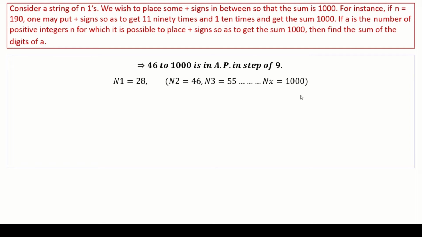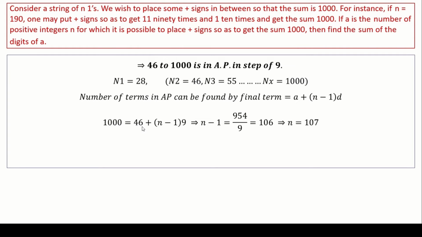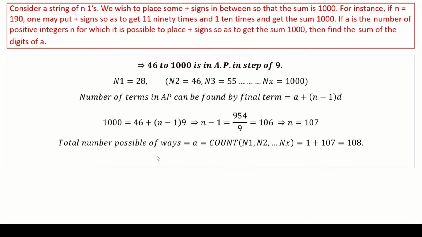So I can find out how many n's are here. I can find out easily. The final term is a plus n minus 1 into d. So in this case, 1000 equals 46, that is the beginning, plus n minus 1 into 9. So I will get n as 107, and then this 1 remaining, so the total is 108. So A equals the count of this, how many are there? That is 108. So the answer is 1 plus 0 plus 8, that is 9. This is a bit hard.